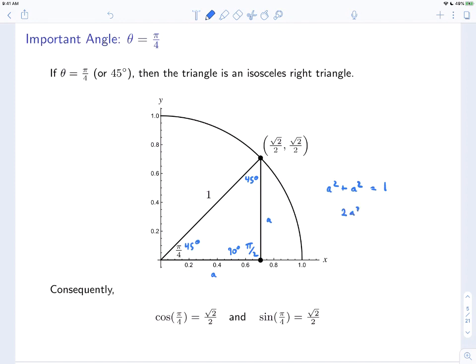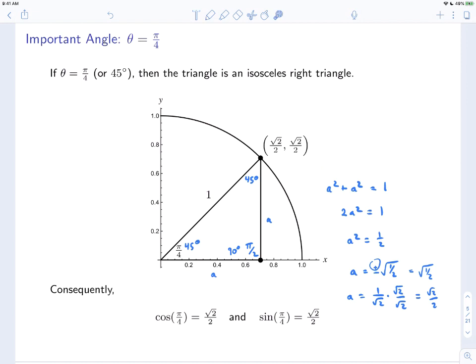So that means 2a squared is equal to 1. So a squared is 1/2, and a is equal to plus or minus the square root of 1 over 2. We're looking at positive lengths here because they're the side lengths of this triangle, so we just take the positive square root. So a is equal to the positive square root of 1/2. Now if we rationalize the denominator, so a is 1 over the square root of 2, we end up with the square root of 2 over 2. And that's where these values come from.